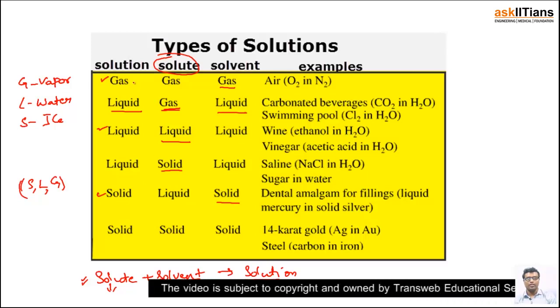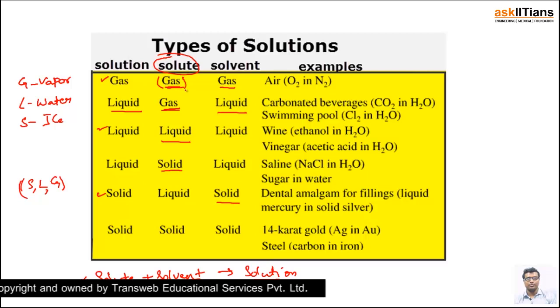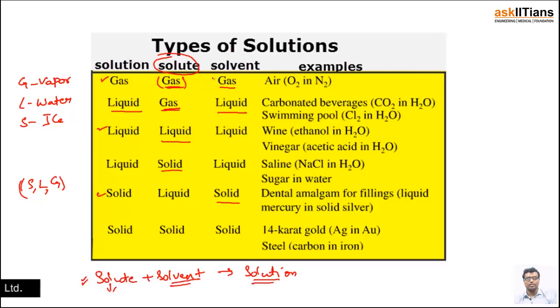For example, when you consider the solute as a gas and that solute is dissolved in a solvent which is also a gas, then the resultant solution is also a gas. For example, oxygen is present in lower quantities in the atmosphere or in the air, but nitrogen is present in higher quantities. So oxygen here is the solute, nitrogen here is the solvent, and the resultant mixture, which is called air, is also a gas. So here the solute oxygen is a gas, the solvent nitrogen is a gas and the resultant solution is also a gas.